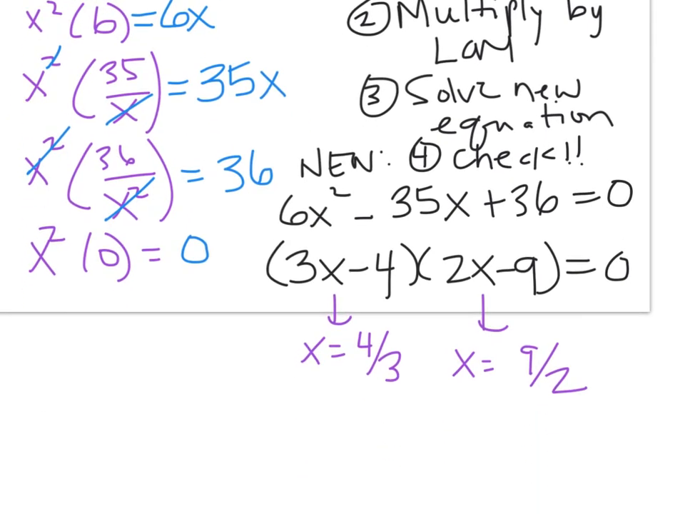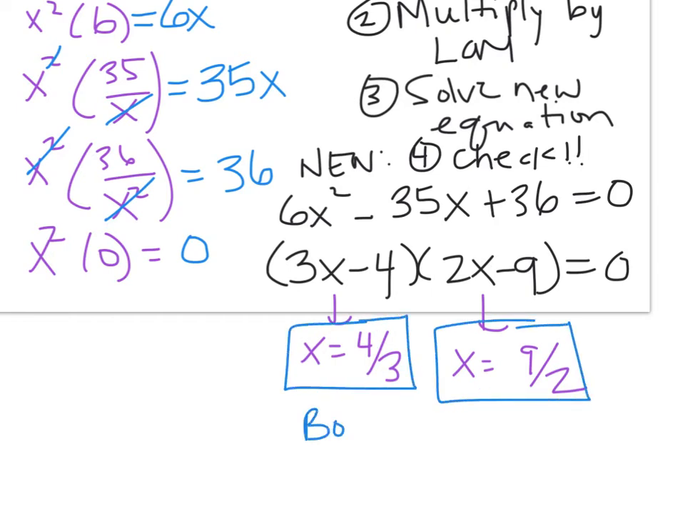And since we got two different values, it is fair for me to circle these and say that these are both valid. Neither are extraneous. And we have to check them anytime we create a new type of equation. So let's try another one.